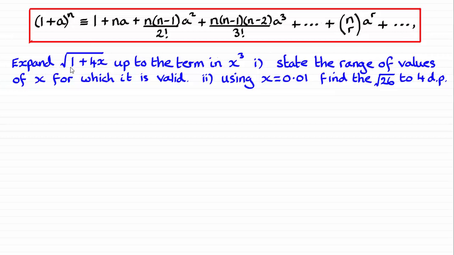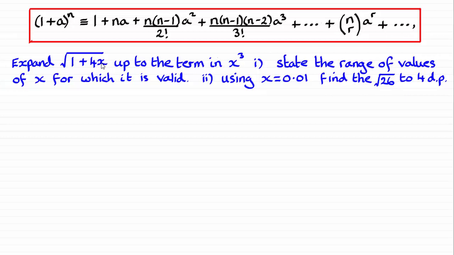We're going to look at expanding the root of 1 plus 4x up to the term in x cubed, state the range of values of x for which it's valid, and in this second part, using x equals 0.01, we've got to make an approximation to the square root of 26 to 4 decimal places. An unusual question, one that certainly I'd encourage you to pay quite a lot of attention to. Anyway, let's start then with expanding the root of 1 plus 4x up to the term in x cubed.